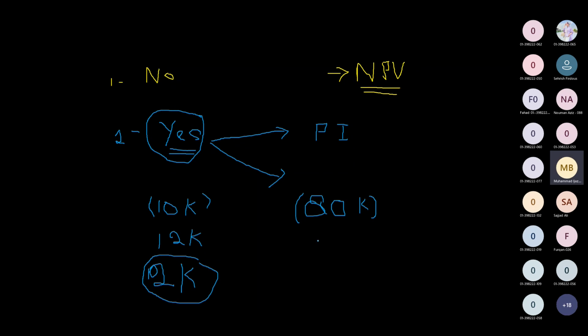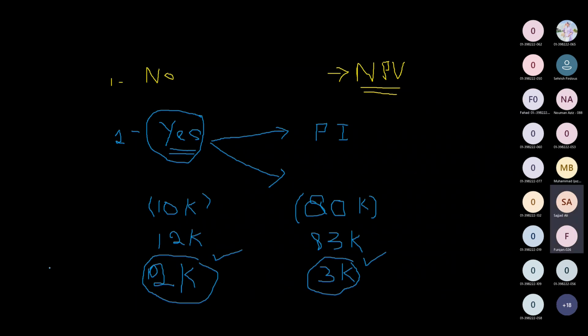Now in the other project, let's say it is giving you 83,000 here. Do you think, because the other project is giving me more than the first project, you will simply accept it? The first project is giving you 2,000, the other project is giving you 3,000. So what do you think? Will you accept it?